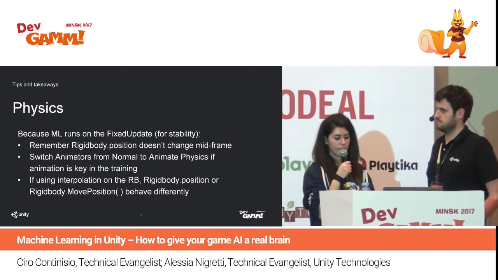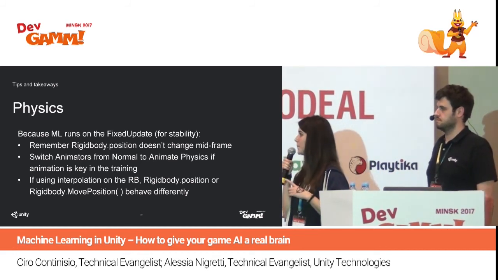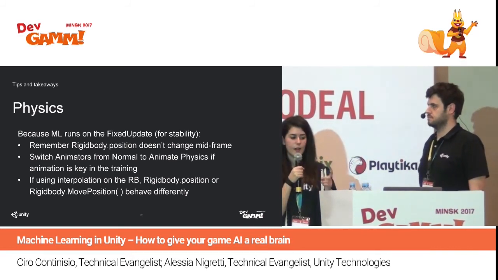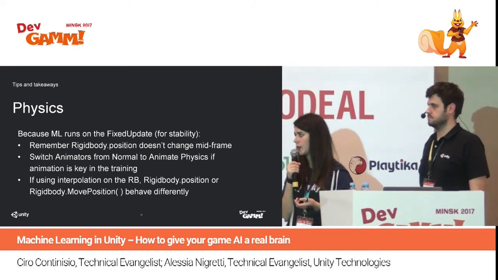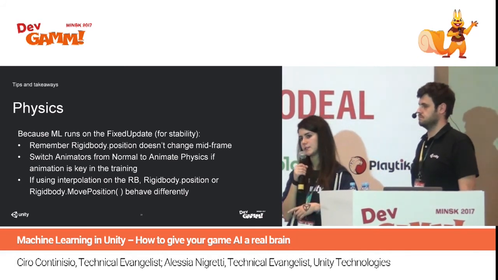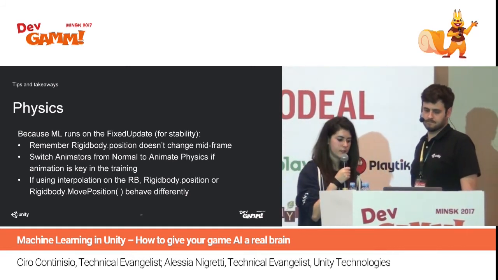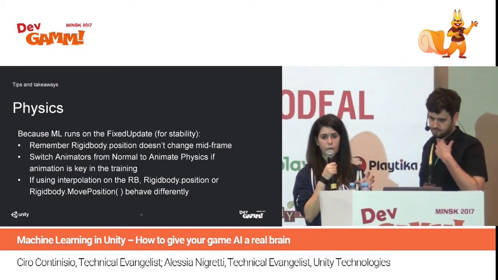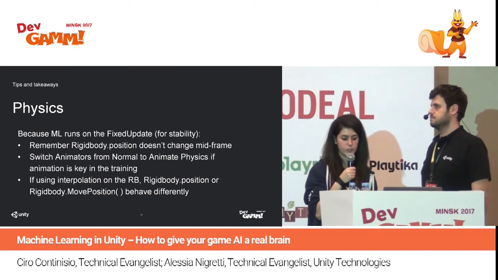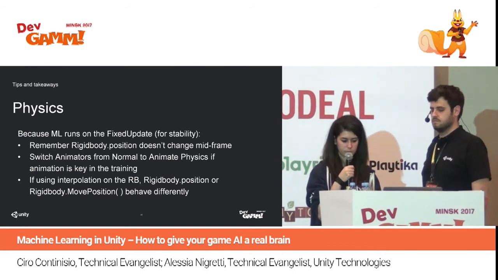And if you're also working with animations, which is what we were doing, and we made a mistake on this, you need to remember that you need to switch all the animations, especially if they have to do with the reward, so with the training. You need to switch them to animate physics so that they run at the physics update, and not at the normal update. And also if you're using interpolation on the rigidbody, so you don't want the rigidbody to just completely teleport somewhere else, remember that rigidbody.position and rigidbody.MovePosition behave differently. They are two very different things.